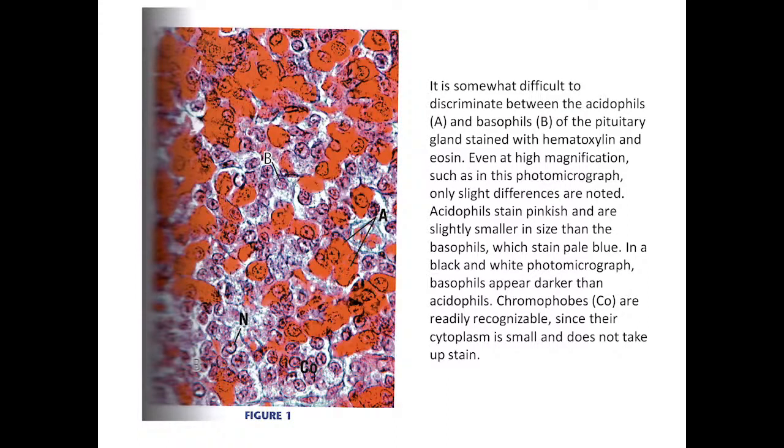In a black and white photomicrograph, basophils appear darker than acidophils. Chromophobes are readily recognizable since their cytoplasm is small and doesn't take up stain.